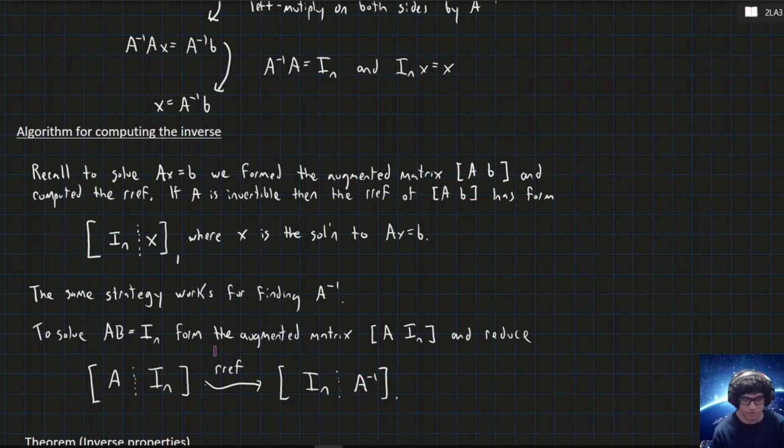If A is not invertible, if you try to do this, it won't help you. You won't get the identity over here, and it just won't work. So this method will work for finding the inverse of A for any size square matrix, provided the inverse exists, of course. And this method is usually a lot of work to do by hand.